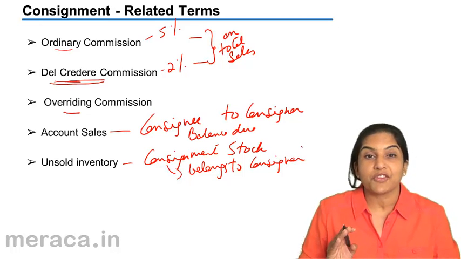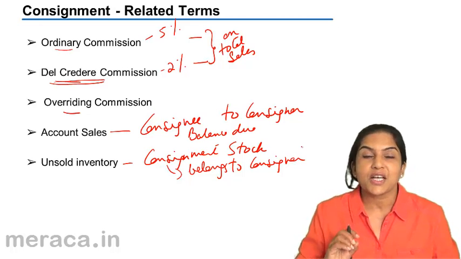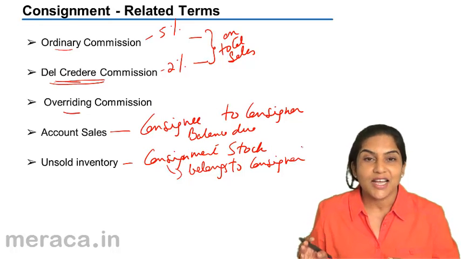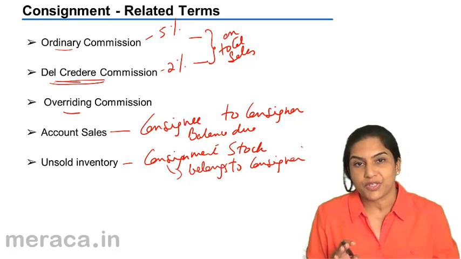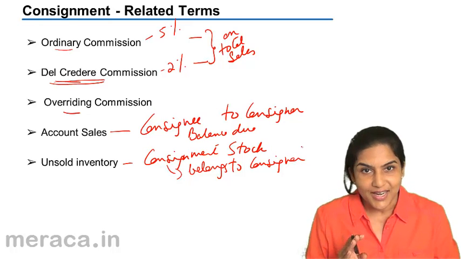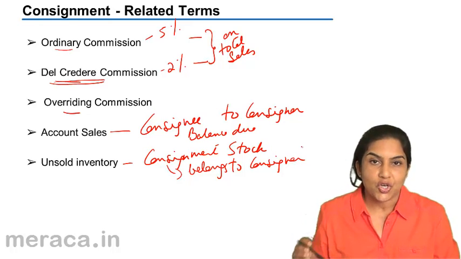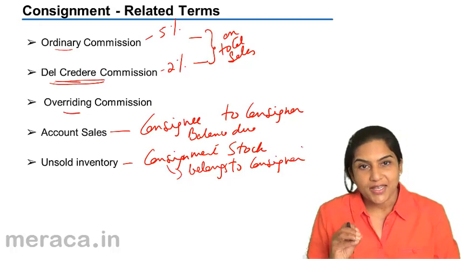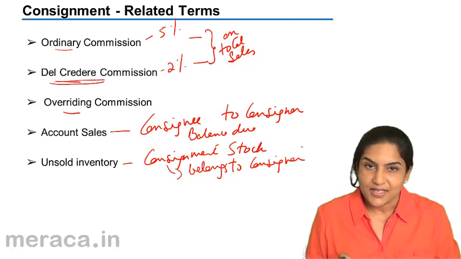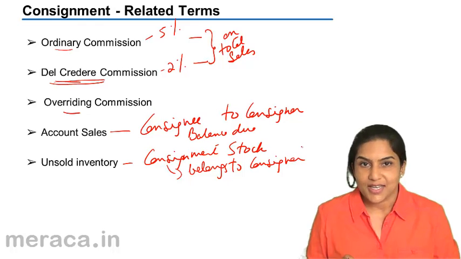Similarly, in the books of the consignor, when physically stock is counted, the consignment stock is physically not present in the warehouse of the consignor, but this consignment stock must be included as consignment stock as an asset in the books of the consignor.